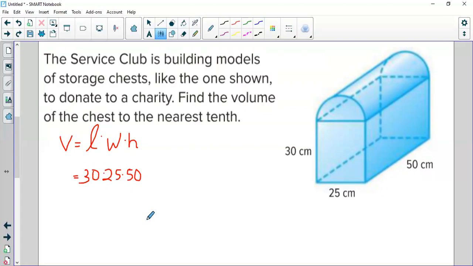So some quick calculation here. 30 times 25 times 50 gives me a volume of 37,500 for that rectangular prism. Okay, now I need to add something to that. I need to add the volume of this half of a cylinder.